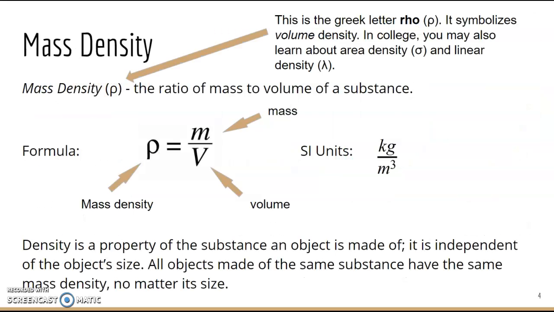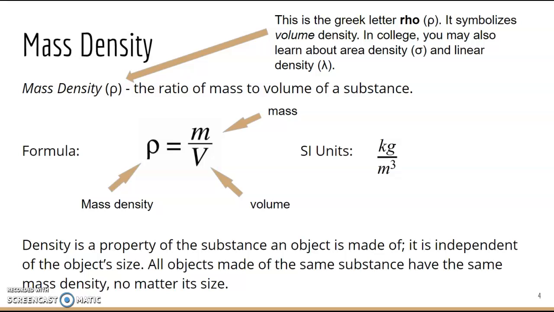So when I say density, I inherently mean mass density. If I say density, that's what I mean. For mass density, we're going to use the symbol rho. You might be thinking, oh, in middle school we used D to symbolize density. Not anymore. We're using Greek letters. So the Greek letter rho.